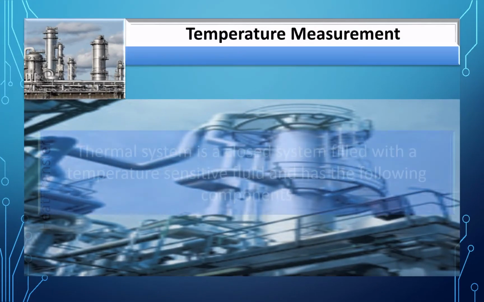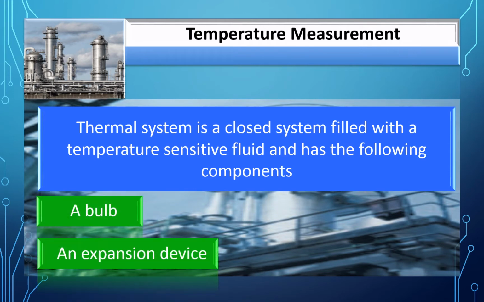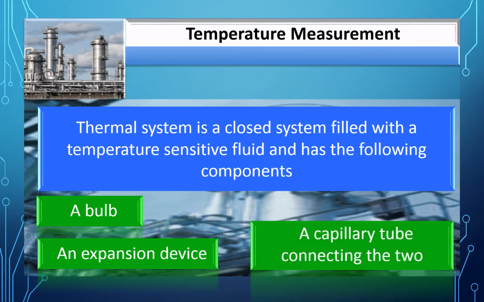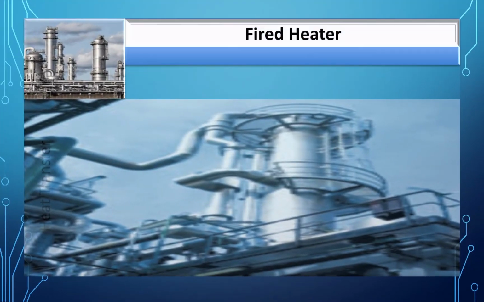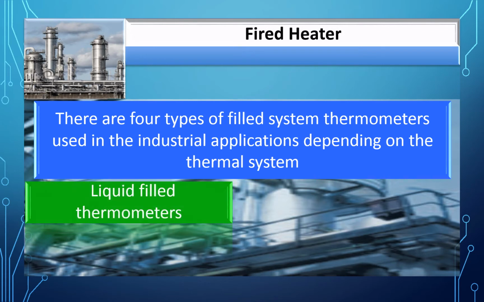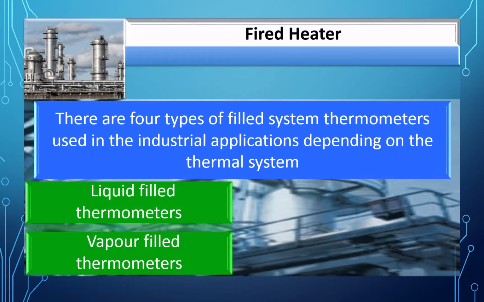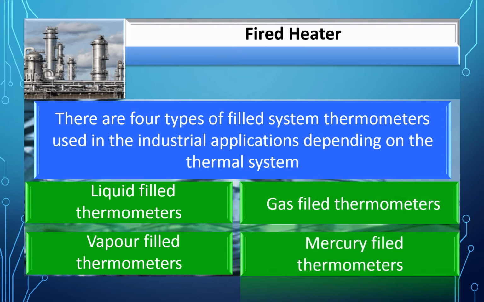A thermal system is a closed system filled with temperature sensitive fluid and has the following components: a bulb, an expansion device, and a capillary tube connecting the two. There are four types of filled system thermometers used in industrial applications depending on the thermal system: liquid filled thermometers, vapor filled thermometers, gas filled thermometers, mercury filled thermometers.